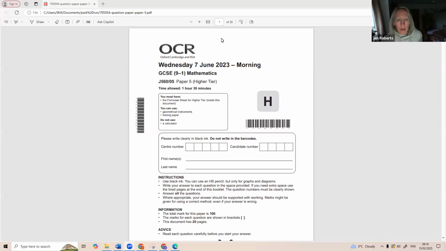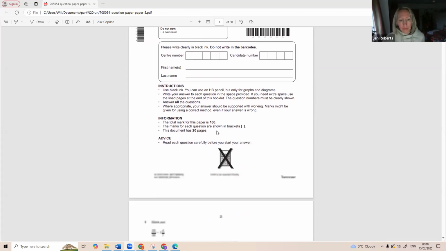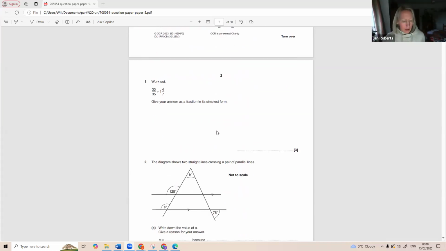So in this recording, we're going to be looking at the paper 5 higher, and this is a non-calculator paper. Okay, so question 1, just a fraction question with a division. So when it's a division, I use the KSC method, keep, flip, change. Before we do that, we need to change this into an improper fraction.